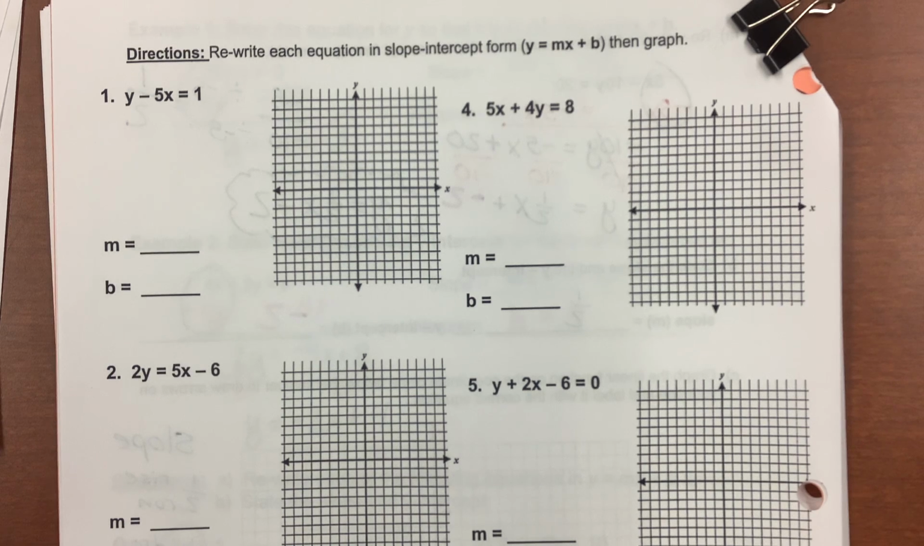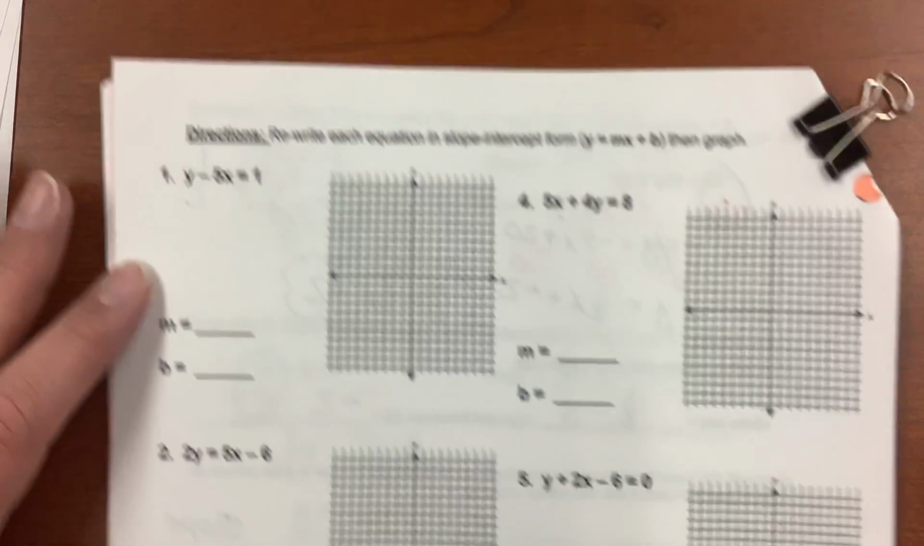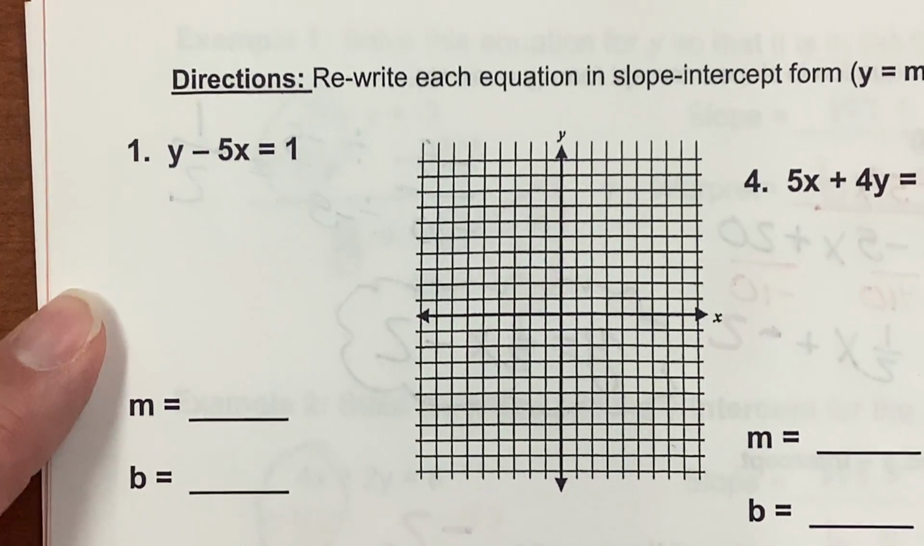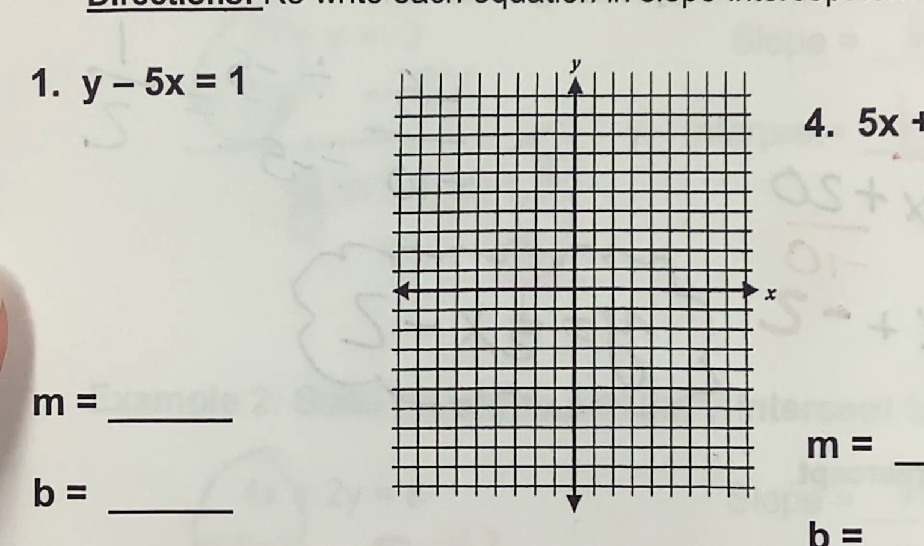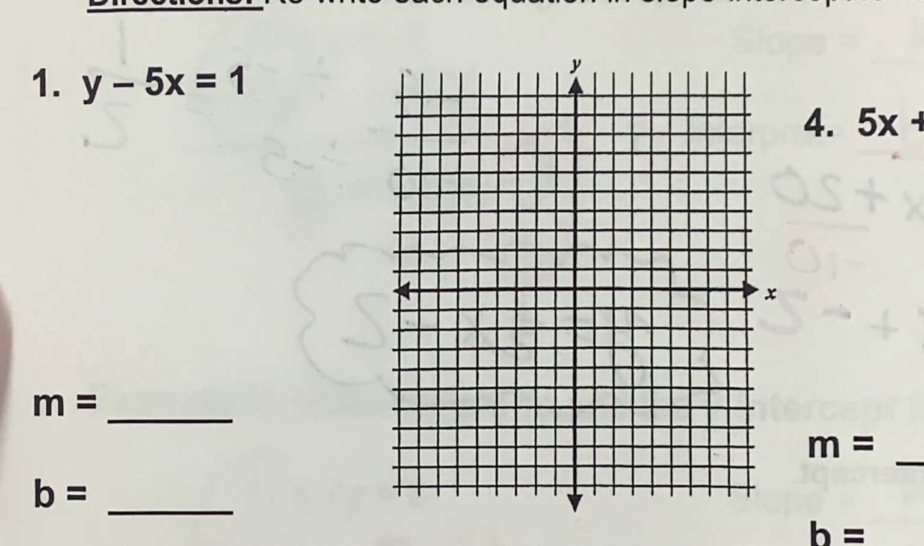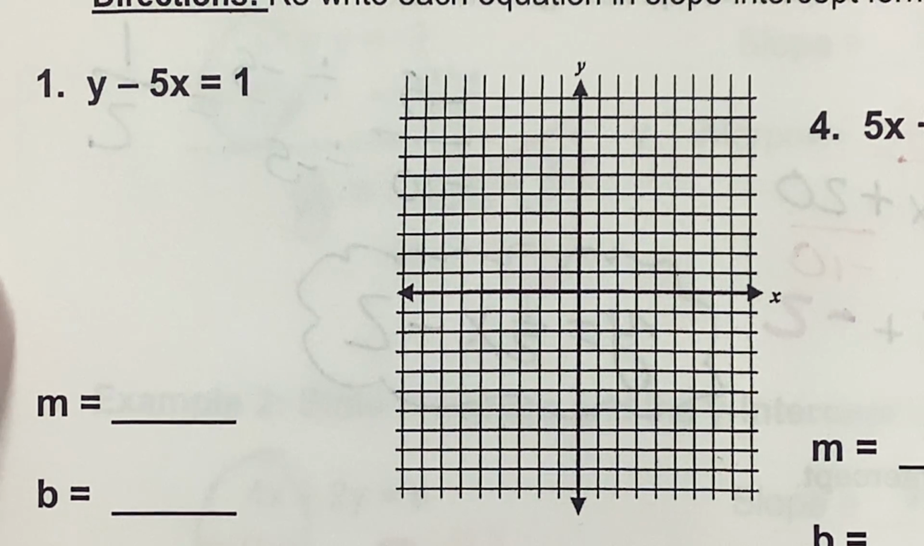We are in Unit 5, Linear Equations, and we're on page 5, which is still Lesson 1, but we're going to review it. So, here we go. The directions say rewrite each equation in slope-intercept form, y equals mx plus b. Then graph. Okay, we can do this.